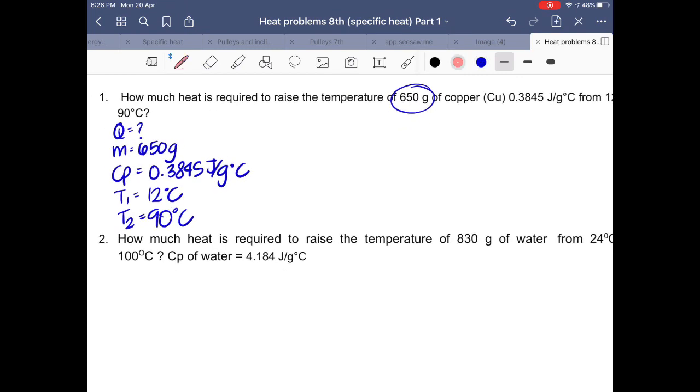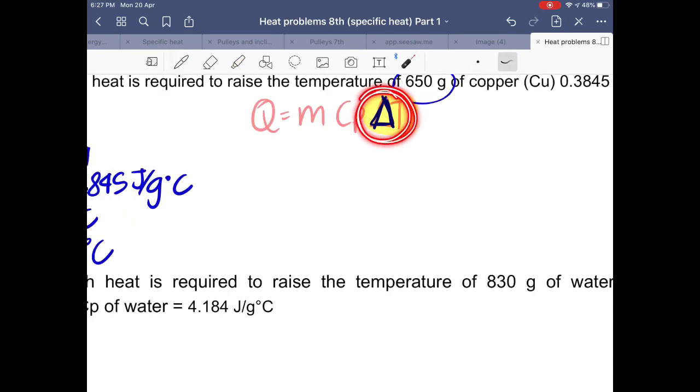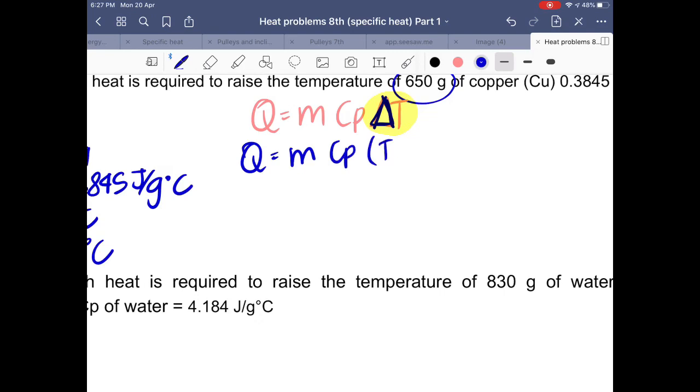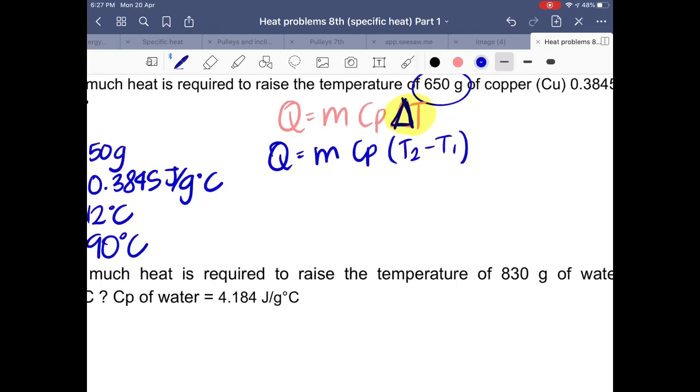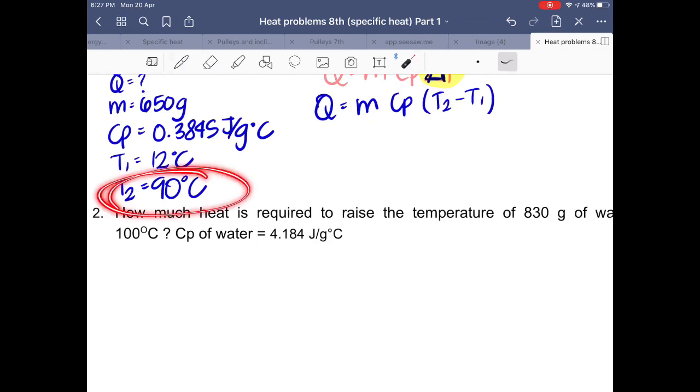My original formula will be heat equals mass times specific heat times delta of temperatures. Let's remember that delta is the difference, a subtraction, and I need a positive number right here. So from here, I will write my formula again: heat equals mass times specific heat times temperature 2 minus temperature 1, because in this case, temperature 2 is greater. If your temperature 1 was greater, you would put temperature 1 minus temperature 2.